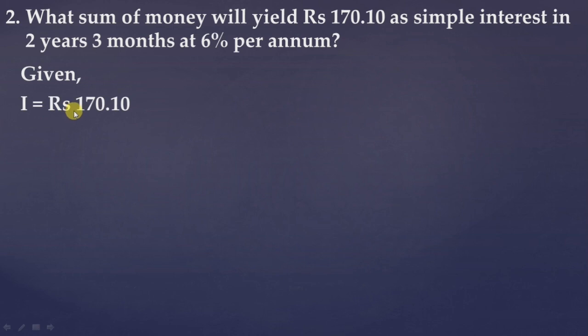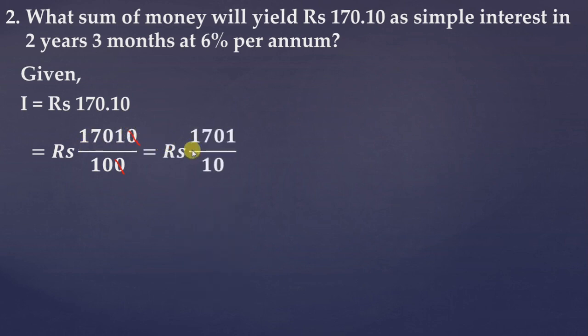Interest is equal to rupees 170.10 paise. So instead of this decimal we'll write 1. After the decimal I have 2 digits, so it's 100. 2 zeros will be there, so 10 and 10 will get cancelled. I'll get rupees 1701 divided by 10. So interest is 1701 divided by 10.